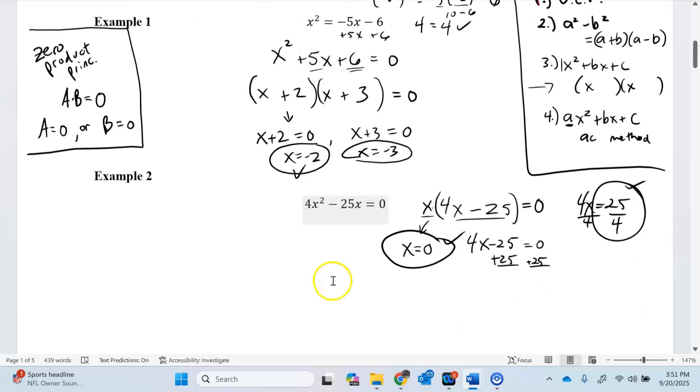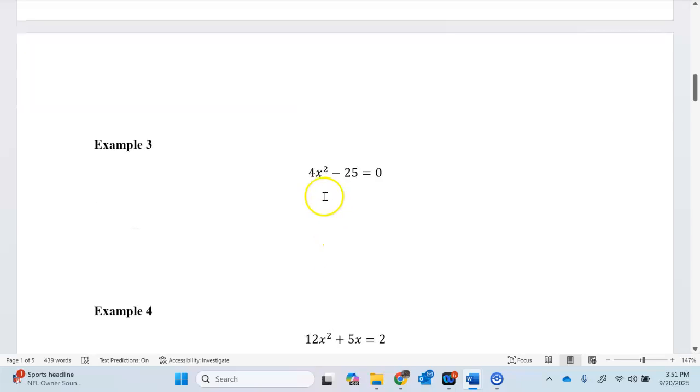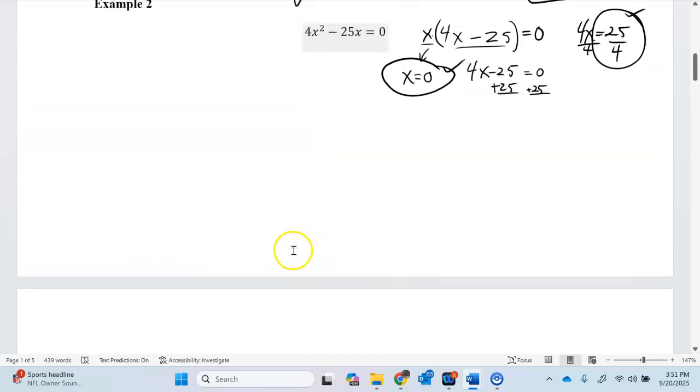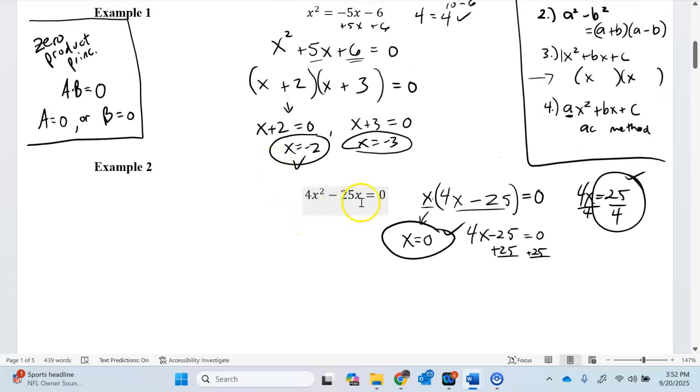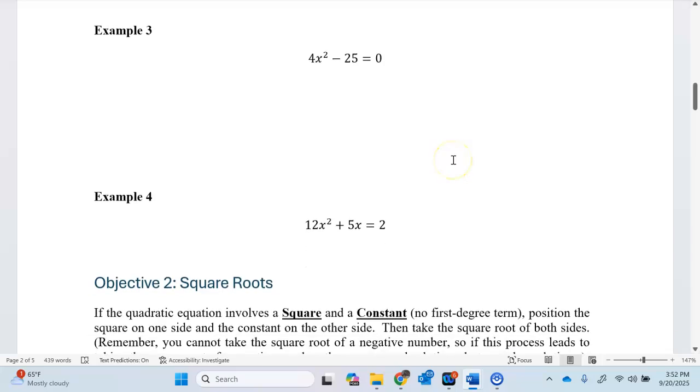Okay, I want to do, oh good, I was just going to do this one. So I want to show you the difference. Look how similar example 2, 4x squared minus 25x equals 0, is to example 3. But they're different problems. In this one, there's no common factor.